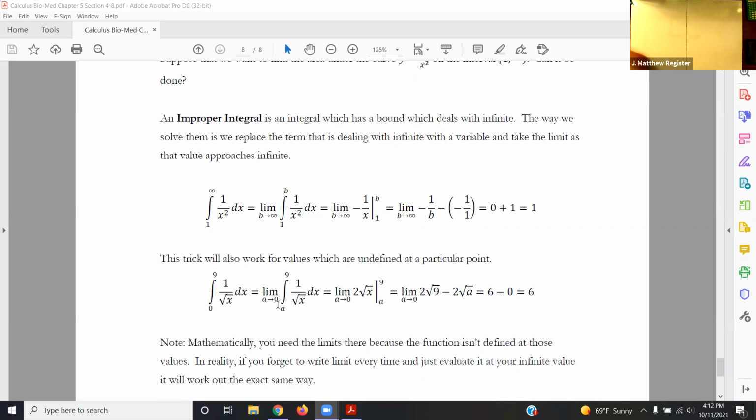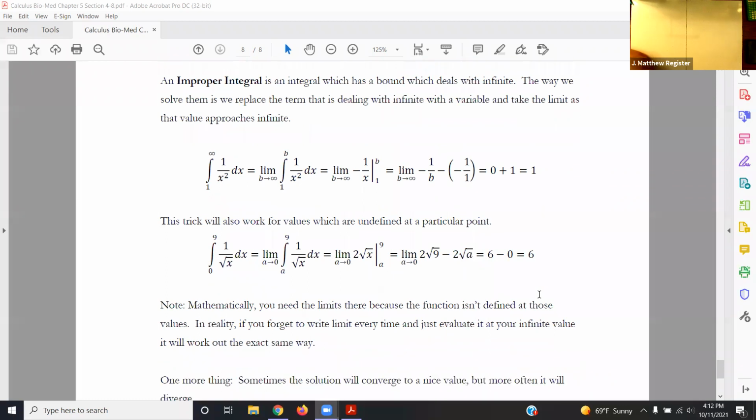And so we say limit as a goes to 0, the integral from a to 9 of 1 over square root of x dx. We can integrate that, and that'll give us the limit as a goes to 0 of 2 square root of x from a to 9. And then we can plug in the values. So it'd be 2 root 9 minus 2 root a as a goes to 0. Well, 2 root 9 is 6. And when you plug 0 in, we get 0. So our answer is just 6.